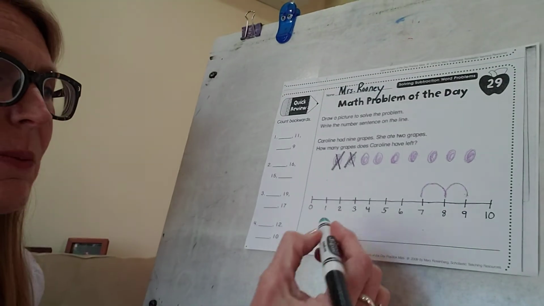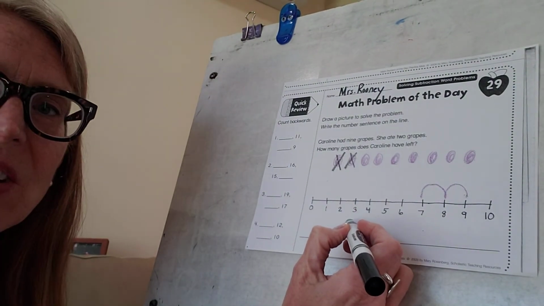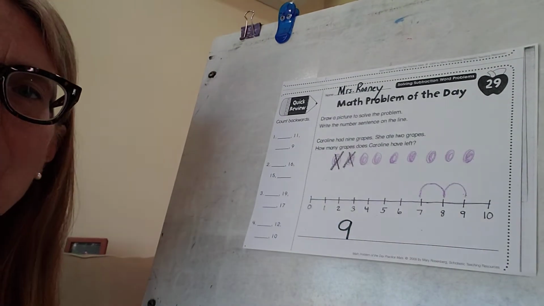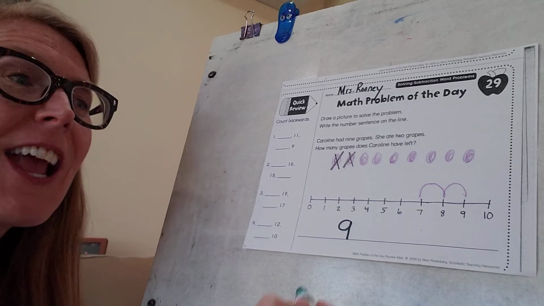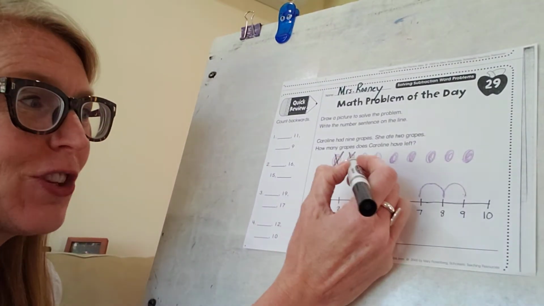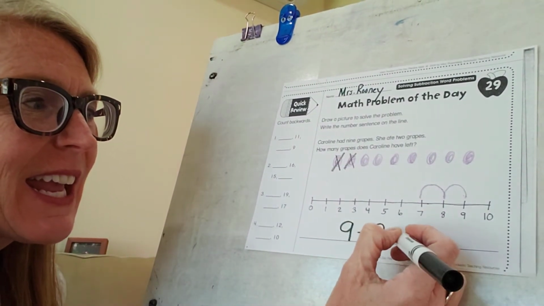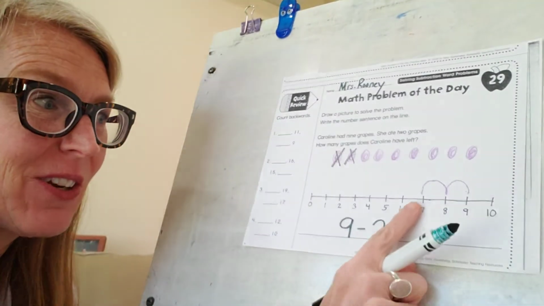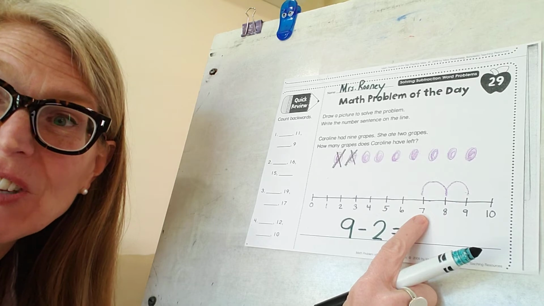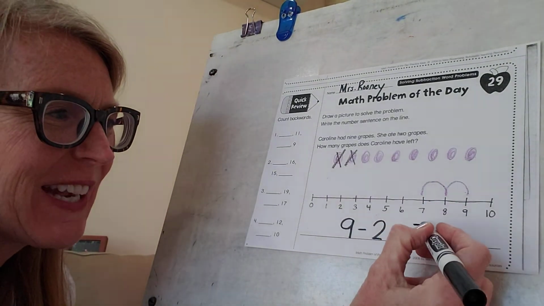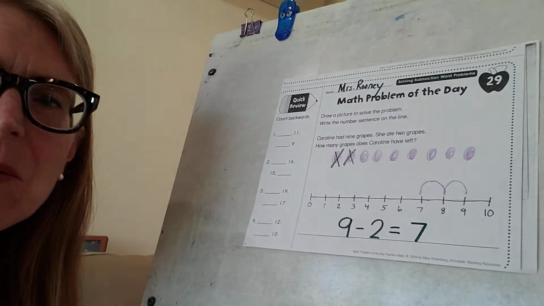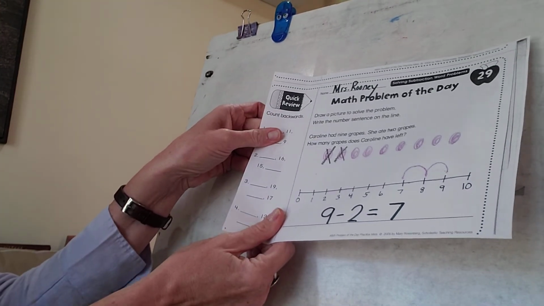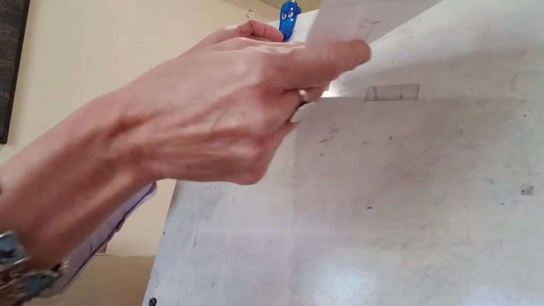Okay, so the first thing we need to write is how many grapes did she have to start? She had 9 grapes to start. How many did she eat? Minus, she ate 2 of them, right? Equals, how many grapes did we say she had left? Let's look at our number line. We said she had 7 left. All right, excellent job.